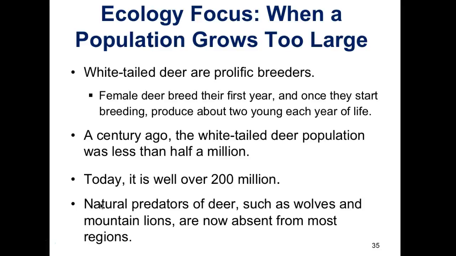Ecology focus, when a population grows too large, then we have things that are going to be introduced there. And we will also see this in the simulation. So white-tailed deer are prolific breeders. Female deer breed their first year, and once they start breeding, produce about 2 young each year of their life. A century ago, the white-tailed deer population was less than half. Today, it is well over 200 million. Natural predators of deer include wolves and mountain lions, which are now absent from most regions.